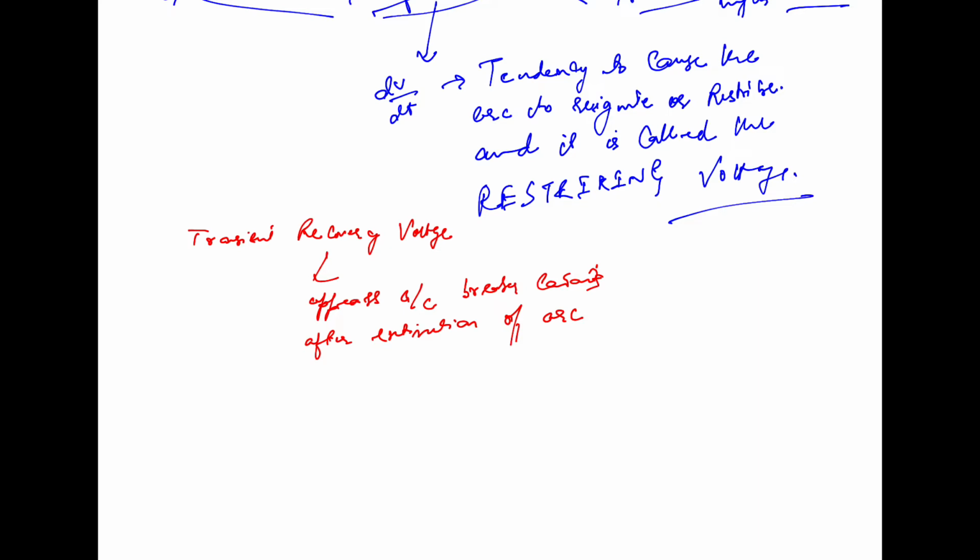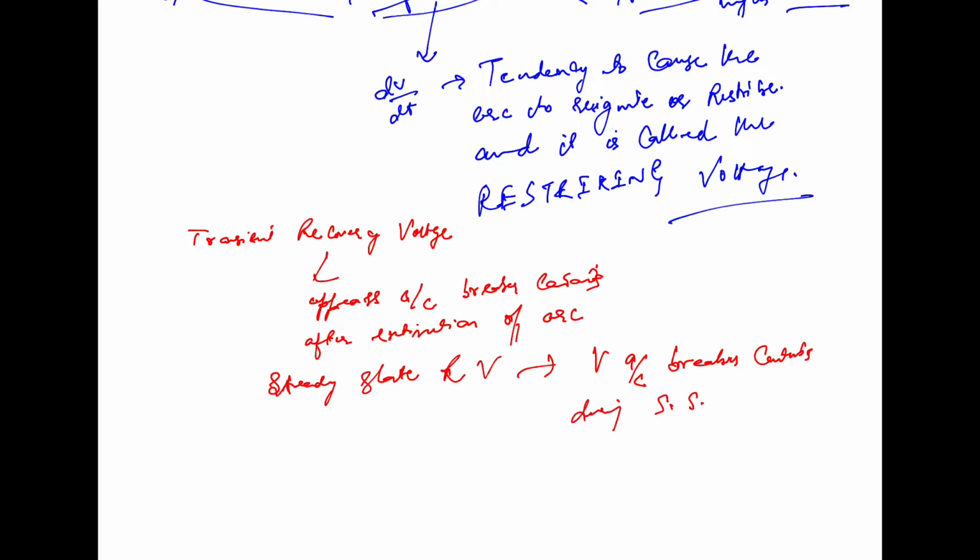And steady state recovery voltage: what is that voltage? It is the voltage across the breaker contacts in steady state, that is, when open.